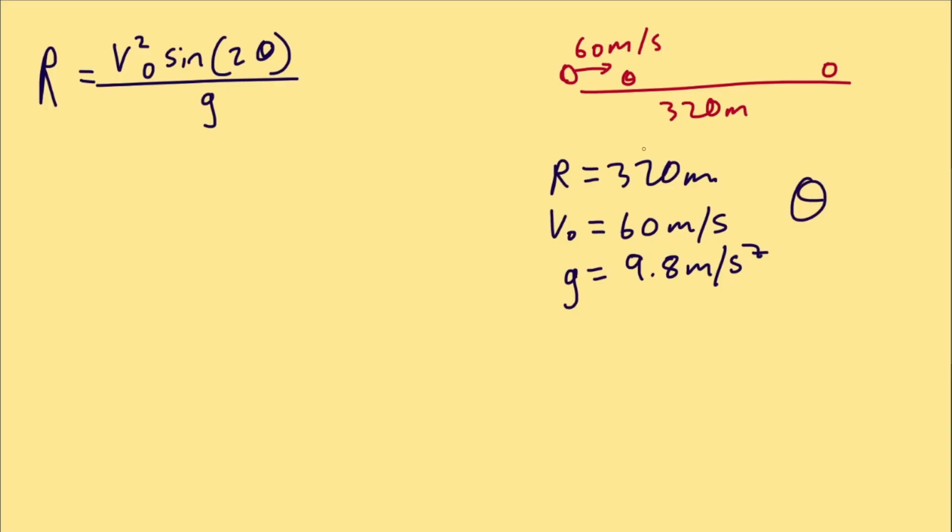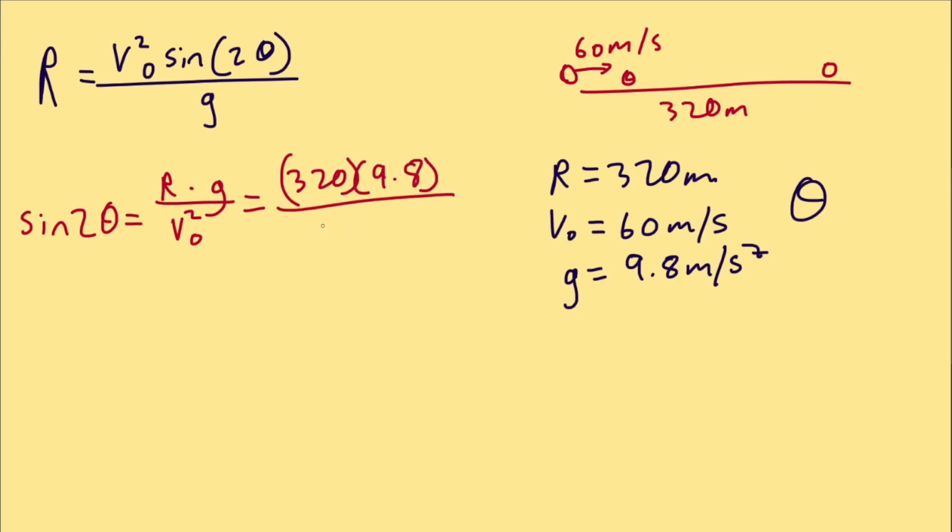Now here's what we're going to do to find the angle. We're going to rearrange this formula for sine, and then we're going to plug everything in. So when you rearrange it for sine, you get sine 2θ equals range times gravity over velocity squared. This is 320 times 9.8 divided by 60 meters per second squared. Use the inverse sine function and then divide by 2. And you find that the best angle to hit this target is roughly 29.92 degrees.